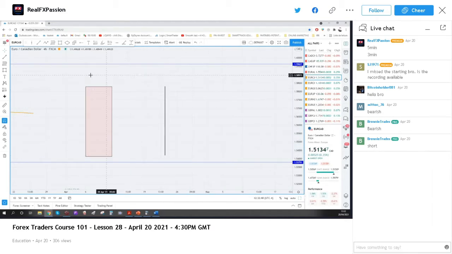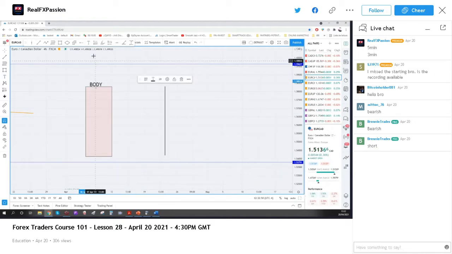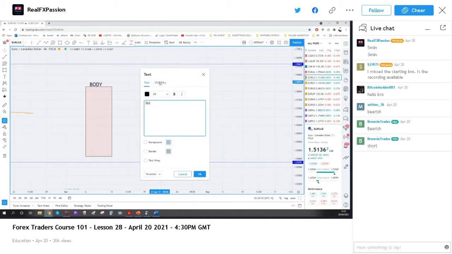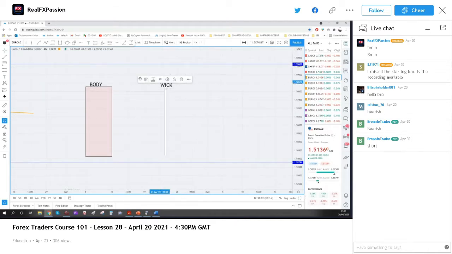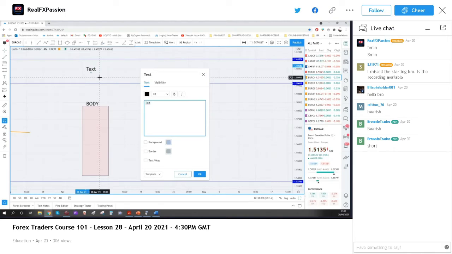Okay, so in here, what do we have? We have the body of the candle, and here we have the wick of the candle. And before moving forward, everybody, what are candlestick formations? This is for the beginner trader to understand. It's a trading concept.